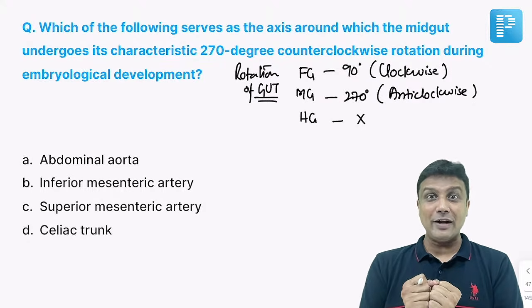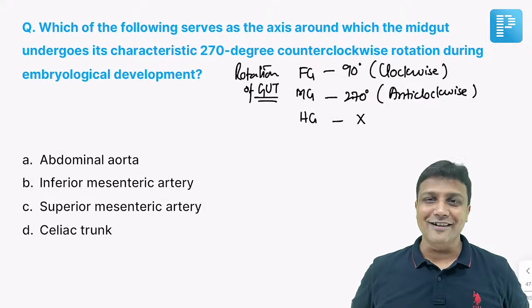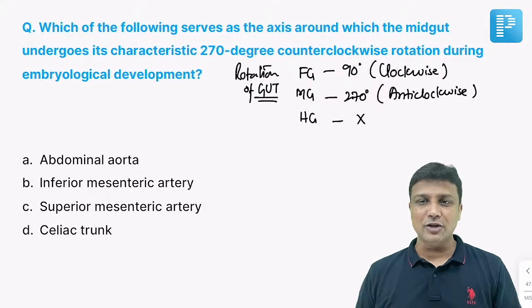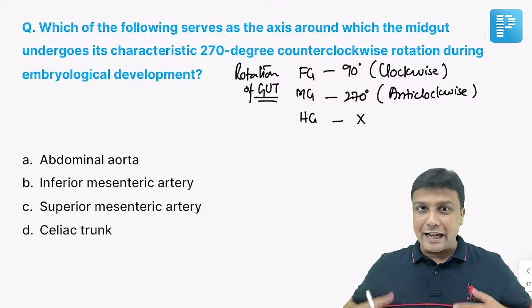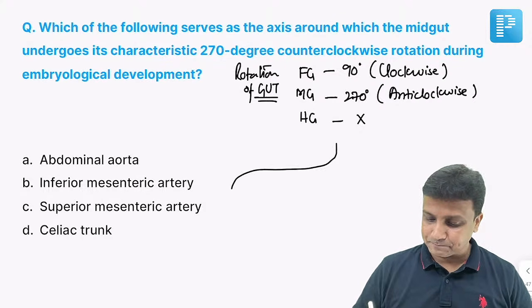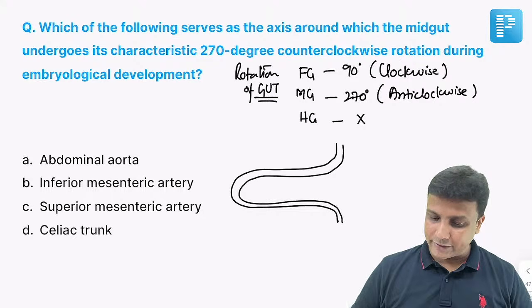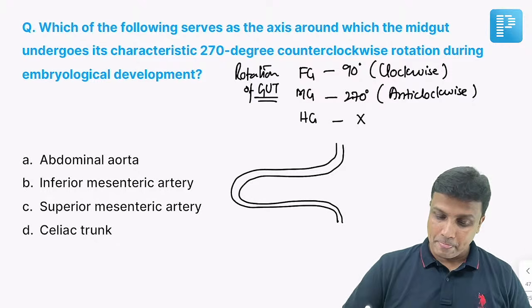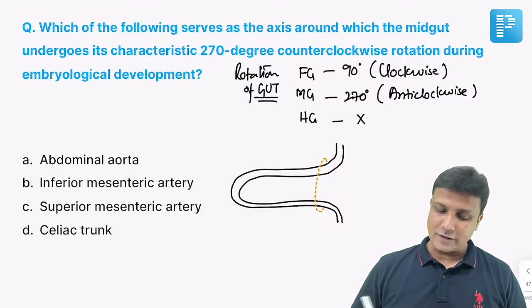And when the embryo is very small, what is going to happen? There is not enough space to accommodate the midgut. The long coils of jejunum and the long coils of ileum are unable to be accommodated in the abdomen, and those coils will come out from the umbilical opening. So this midgut is going to come out via the umbilical opening. Once it comes out, what is going to happen?